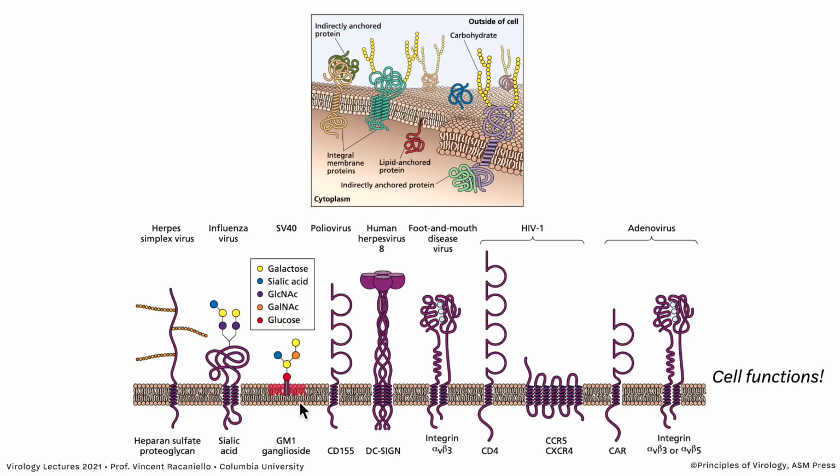SV40 actually binds a ganglioside, which is a glycosylated lipid. And then we have other proteinaceous receptors for poliovirus, for example. These circles are immunoglobulin-like domains.